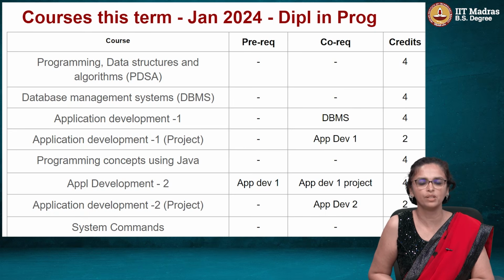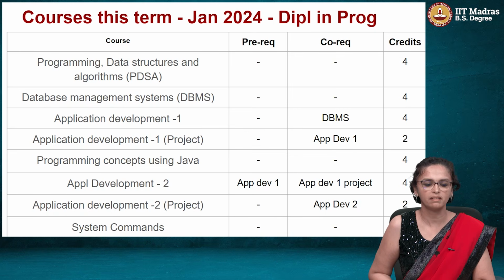You all must be aware of this, but just running through it as a refresher. There are 6 courses and 2 projects in each diploma. This is the diploma in programming. It has the PDSA course, the DBMS course, Application Development 1, Application Development 2, Programming Concepts Using Java, System Commands course. And then of course you have the 2 projects, AppDev 1 project and the AppDev 2 project.